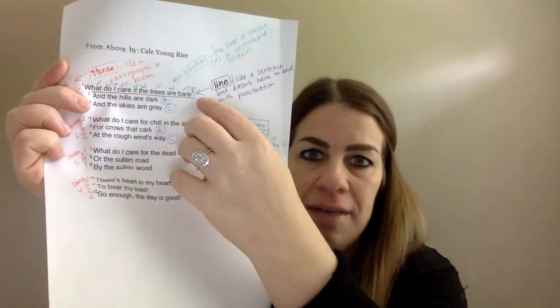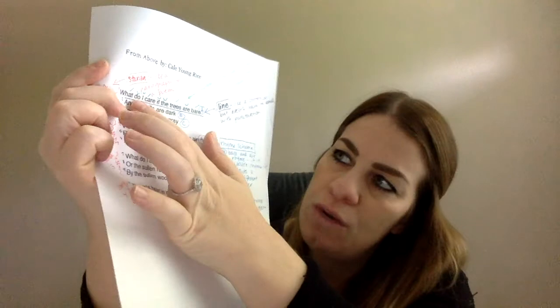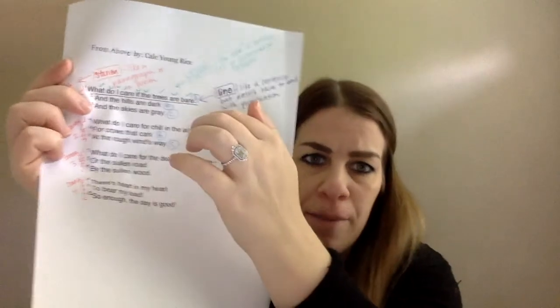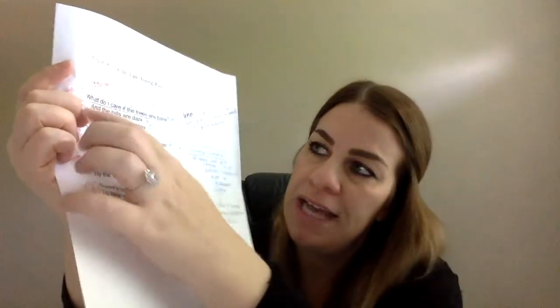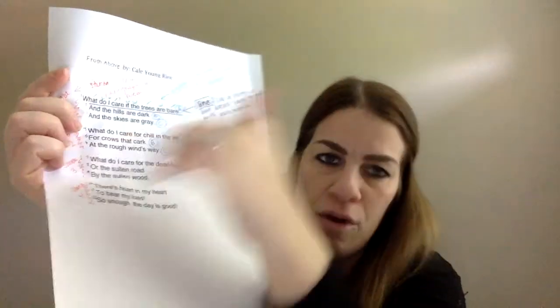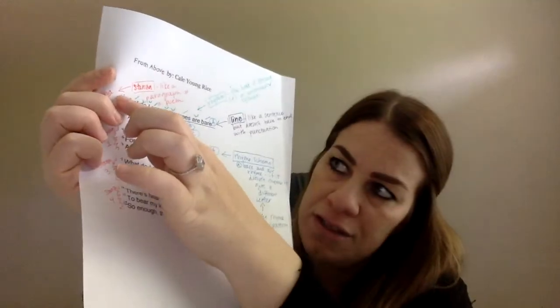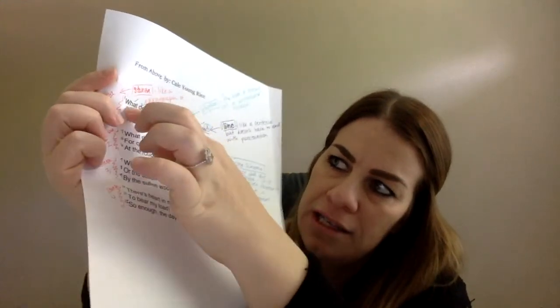Okay? A line is basically like a sentence, but it doesn't have to have a punctuation. So it says, what do I care if the trees are bare? There's no punctuation after that, but that's a line. That's what we call a line. So always when we're looking at poetry and on your STAR test, you would have this numbered 1, 2, 3, 4, 5, 6, 7, 8, 9, 10, 11, 12. So in this poem, how many lines do you have? 12 lines. So you just go from the start to the finish, and that's one line. Then all the way here to there is another line. So that's how you count the lines of the poem.